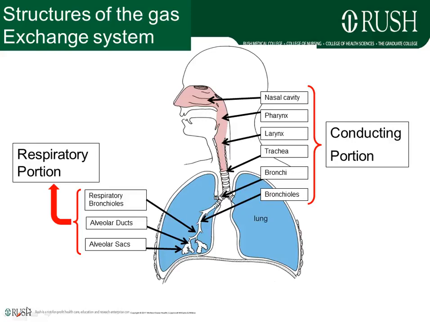So, enough about the airways. Let's talk about the actual gas exchange system. What are the components of that? The components of that respiratory portion or gas exchange portion are the respiratory bronchioles, which are those specialized bronchioles that actually conduct some gas exchange, the alveolar ducts, and the alveolar sacs.